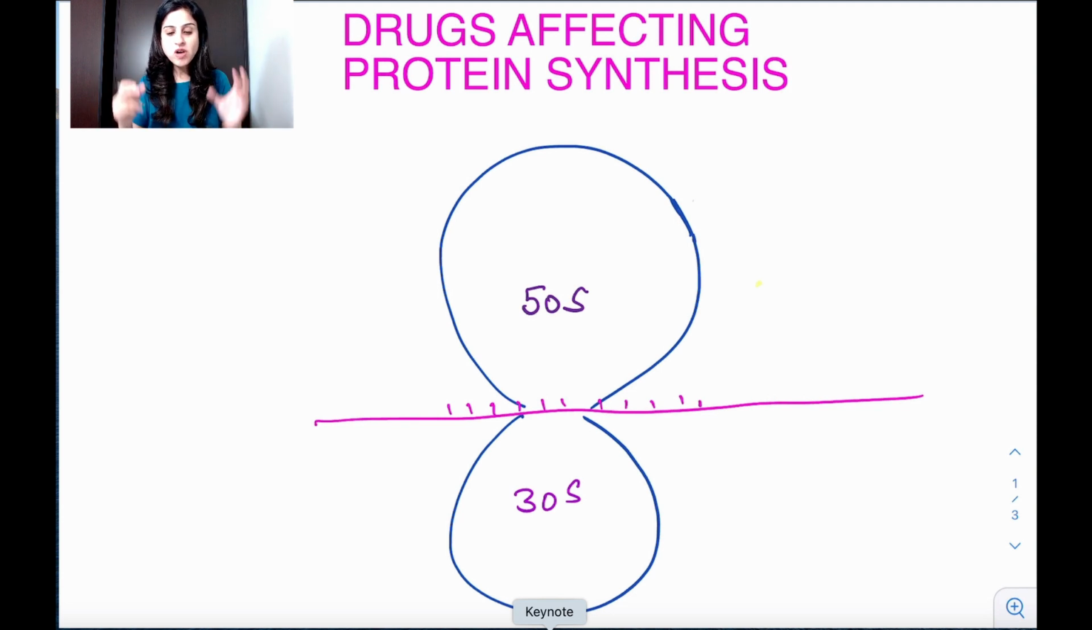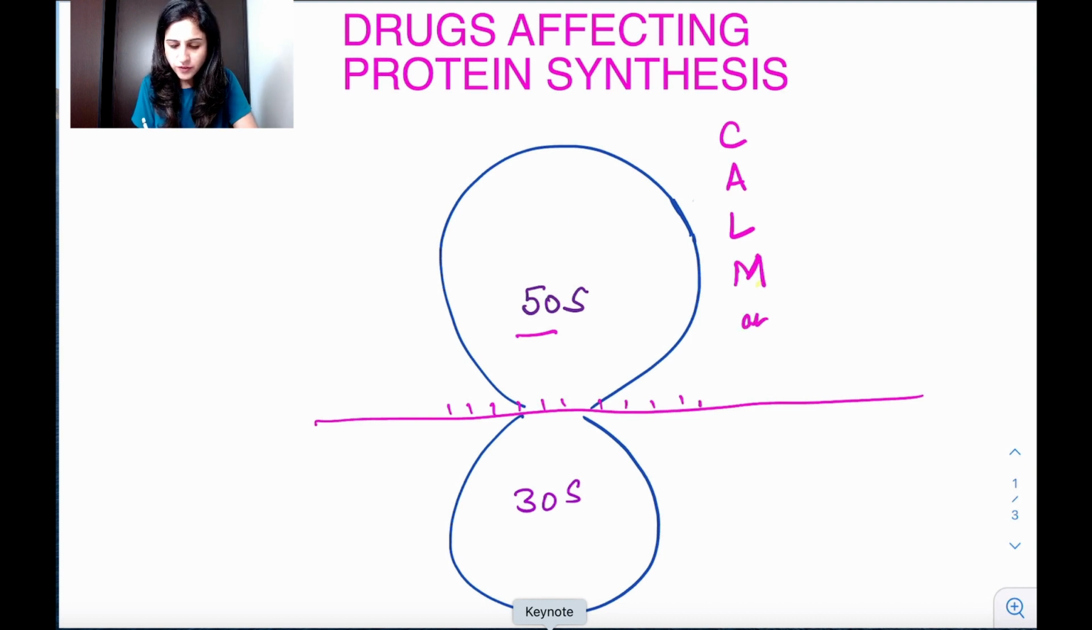Now first is the drugs affecting the protein synthesis. So how do you remember drugs which are acting on either 50S or the 30S? So simple to remember, we have these two subunits of ribosomes. Now 50 is a bigger number. So remember people at 50, jo 50 ke ho gaye hote hain, they are very calm, right? Calm ho jaate hain. So remember the mnemonic calm at 50. So they are calm at 50, these people.